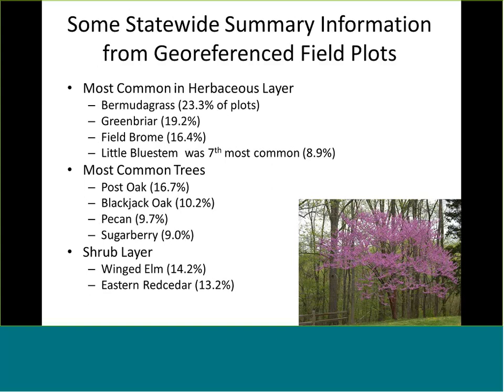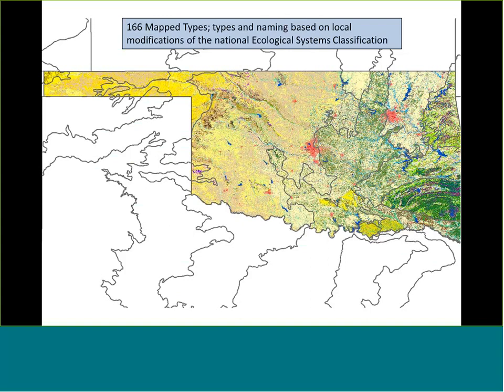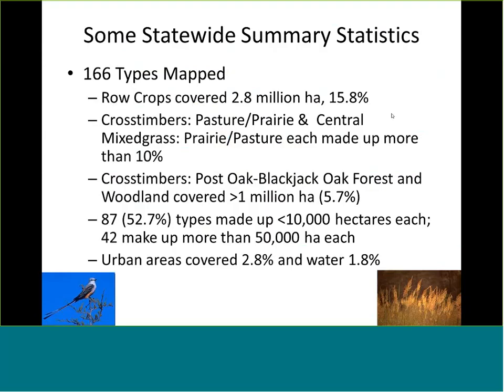There's also a photograph associated with almost all of these georeference plots. So this is a really nice historical quantitative data set that can be used and added to. We ended up mapping 166 types for Oklahoma. The pink there are urban areas. You can see in the central part of the state, Oklahoma City and Norman here, and suburbs, and this is the Tulsa region here. So you can generate statistics from these map types.